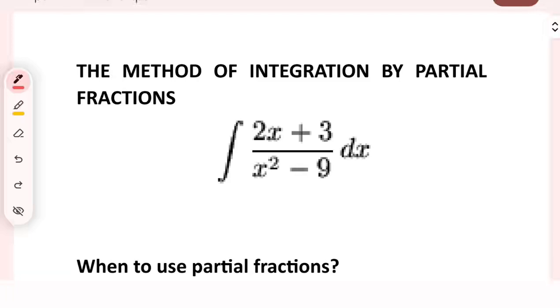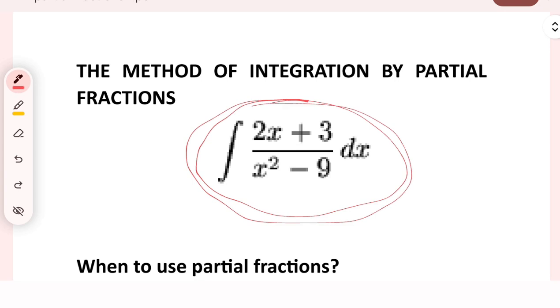Hello everyone. So today we will discuss the method of integration by partial fractions. So how will we integrate using partial fractions? This is now our problem. We will integrate (2x + 3) divided by (x squared minus 9) dx. We are given this problem and we need to integrate using partial fractions.